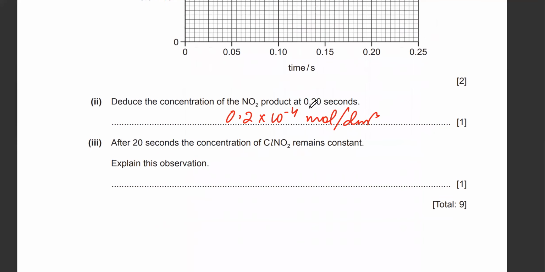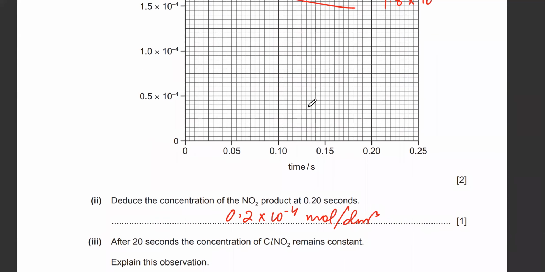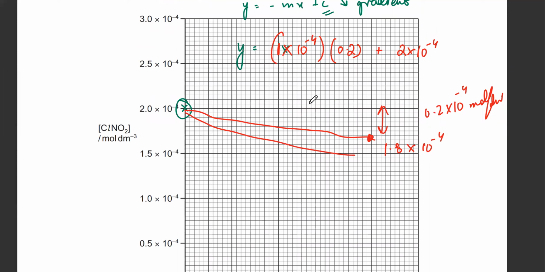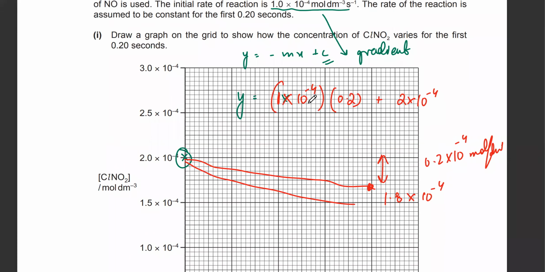Sir, for solving the point at 0.2 seconds, you just use the gradient to find the answer. Could you just use the gradient instead of the equation to find the answer? You can do that, but how do you plot the gradient? Like y2 minus y1 over x2 minus x1? Because the gradient is change in y over change in x. x is 0.2, and the gradient is 1 times 10 power minus 4. That's going to give you the same expression.